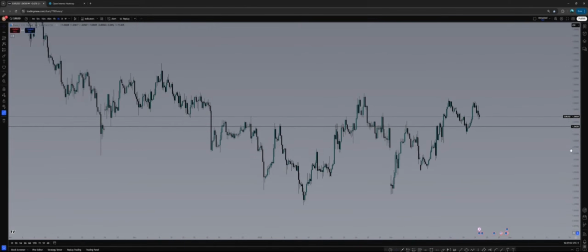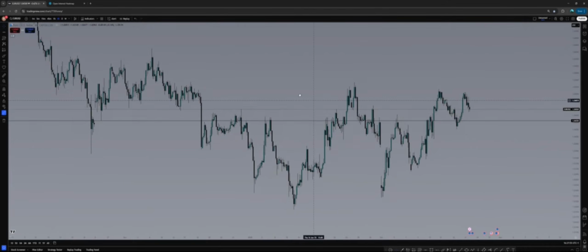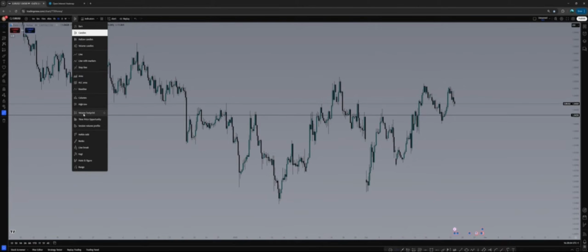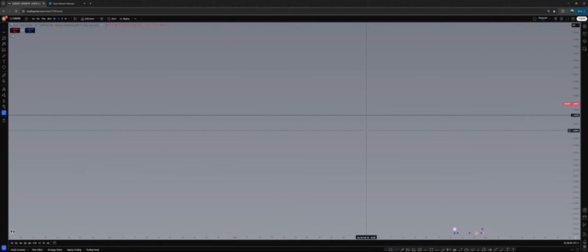Now I'm on my TradingView. TradingView has the footprint chart, but you need to subscribe to the premium plan to have access to the footprint chart. Let me show you what that means. All right, this is the volume footprint chart. This is what it looks like. Okay, I'm checking my network. Let's give it some time to load.